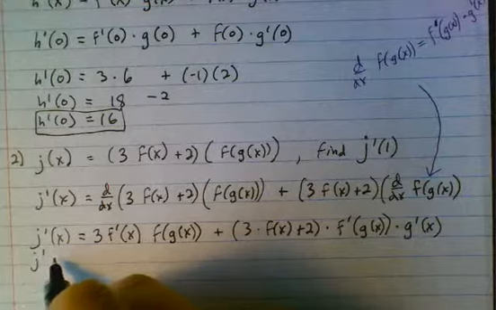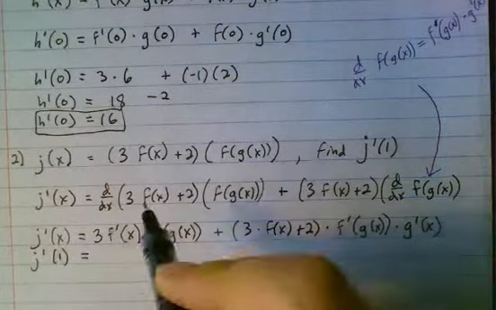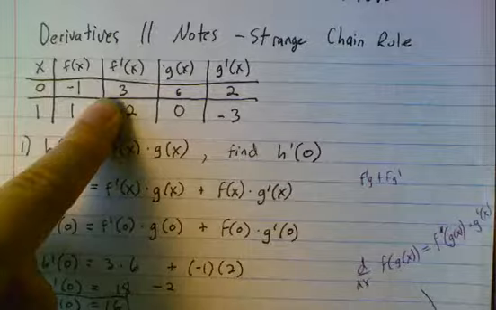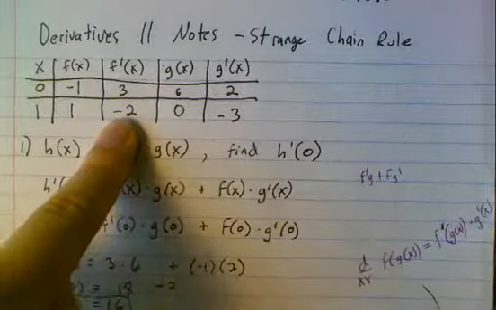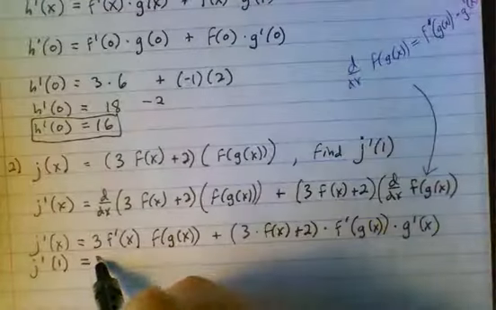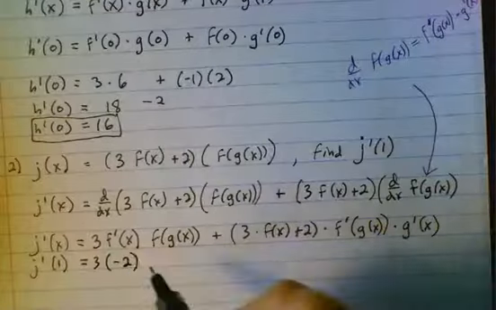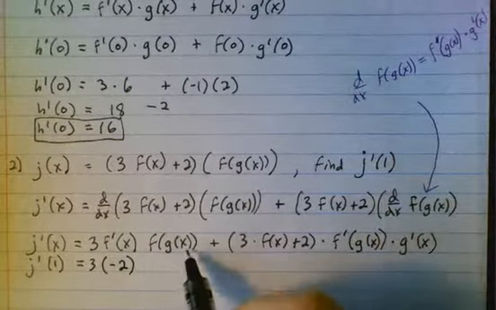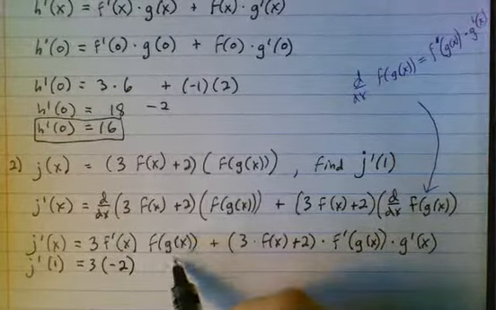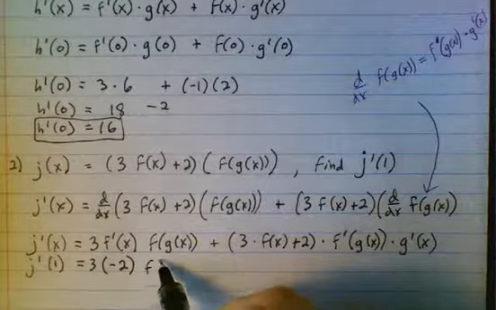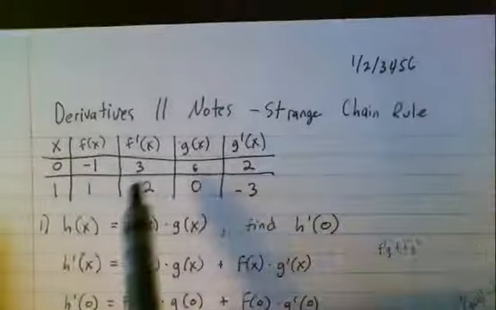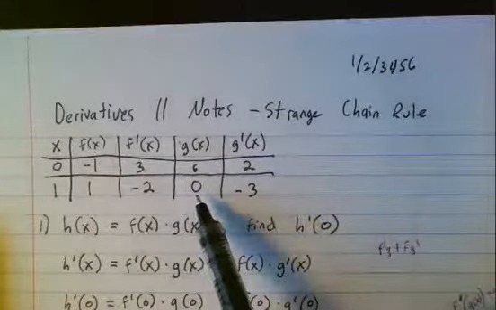Let's see, we're doing j prime of 1. So when x is 1, if I look up here, f prime of 1 is negative 2. So I'm just going to put that in. And when I get to this one, it's a little bit different. We've got f of g of x. I'm going to do its inside first, so this f is still along for the ride, but I know that when x is 1, g of 1 is 0.